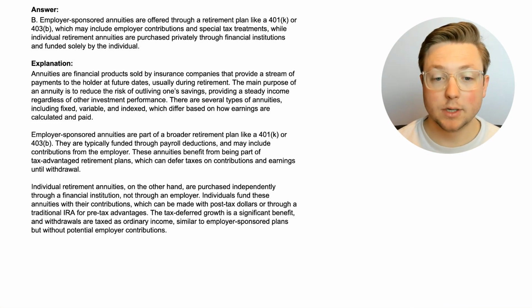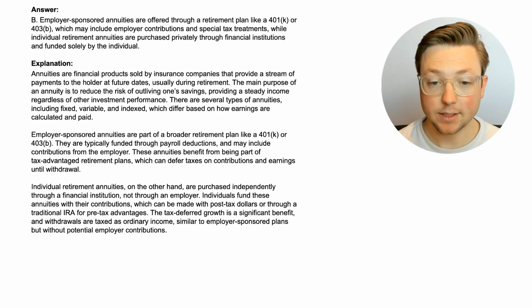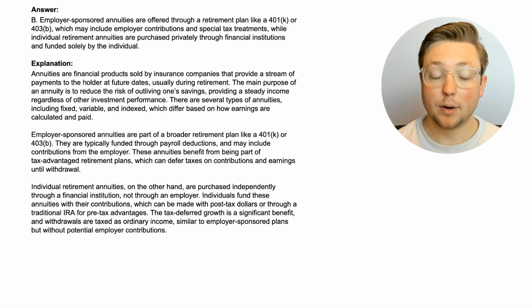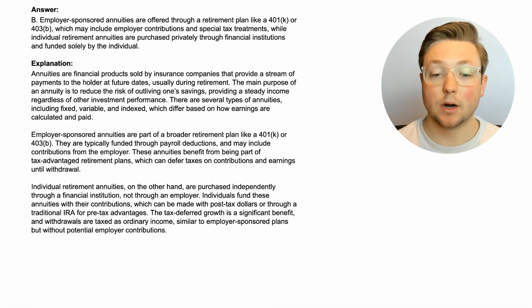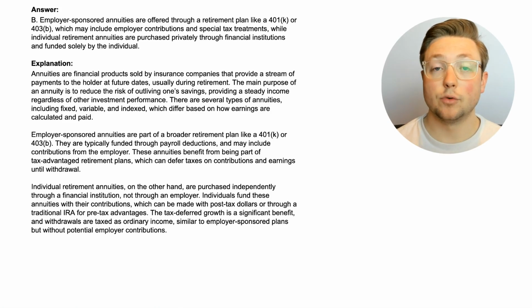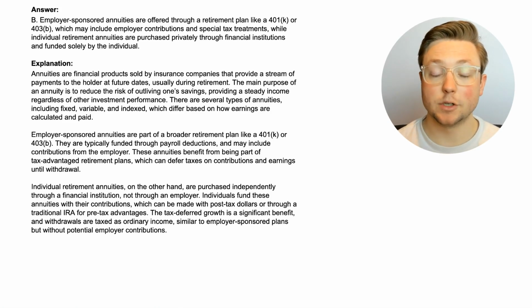Annuities are a financial product sold by insurance companies that provide a stream of payments to the holder at future dates, usually during retirement. The main purpose of an annuity is to reduce the risk of outliving one's savings, providing a steady income regardless of other investment performance. There are several types of annuities, including fixed, variable, and indexed, which differ based on how earnings are calculated and paid. Again, we're focusing mainly on fixed annuities in this, so just know that. Employer-sponsored annuities are part of a broader retirement plan like a 401k or a 403b. They are typically funded through payroll deductions and may include contributions from the employer.